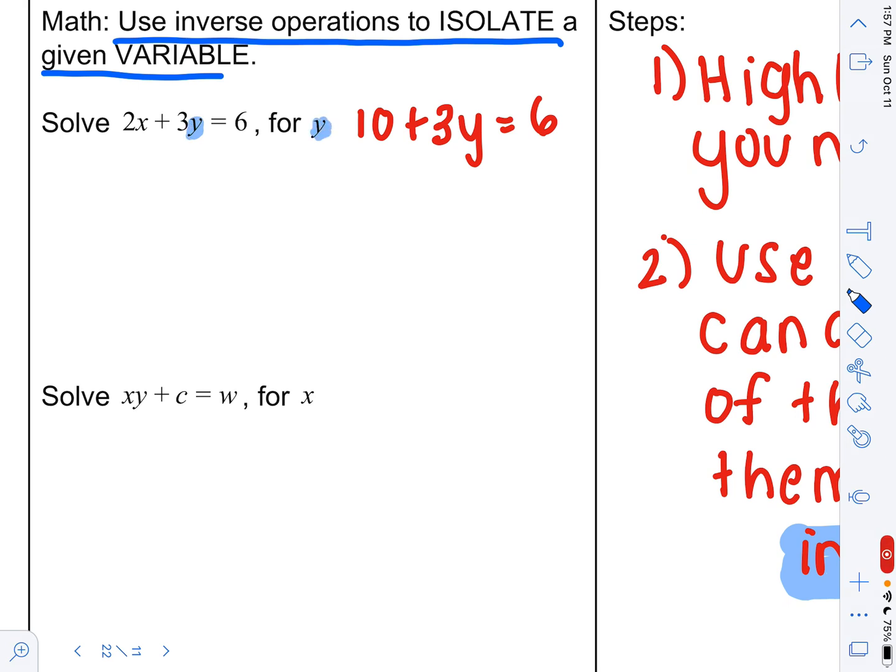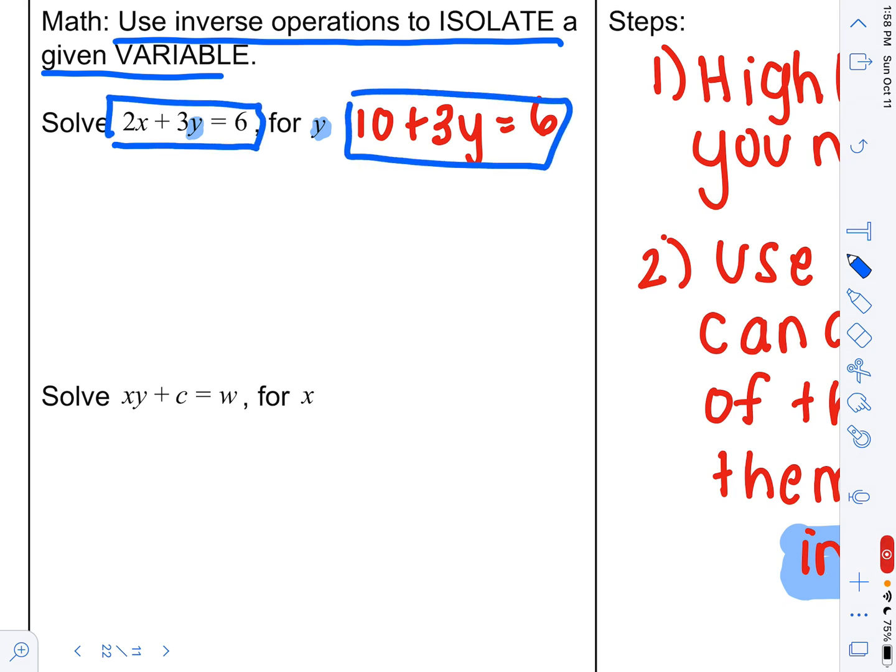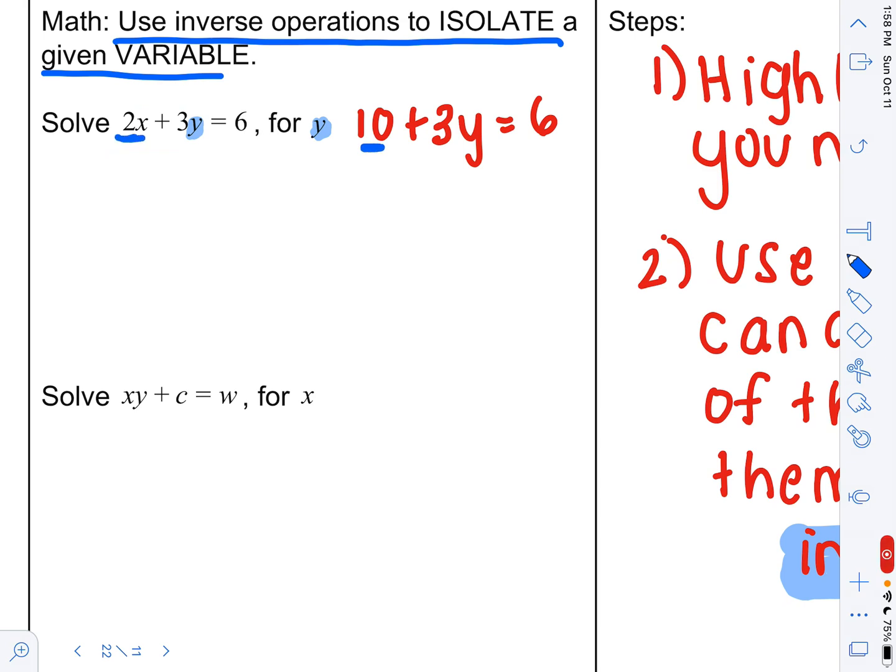Now I wrote the equation in red over here because I want to show you, notice this is exactly the same as this, but the only thing I did was substitute a number for the 2x. I just picked a random number. I put 10. So 10 plus 3y equals 6. Notice how those parts are the same. And here I'm trying to solve for y. So I just got something that you guys are used to, and let me try to solve this one first.